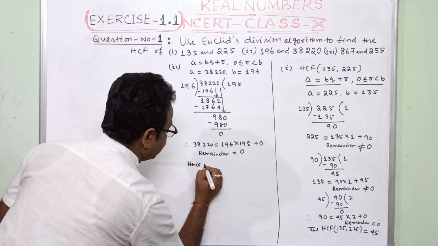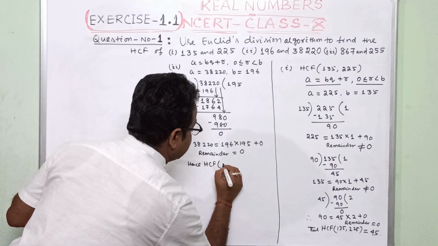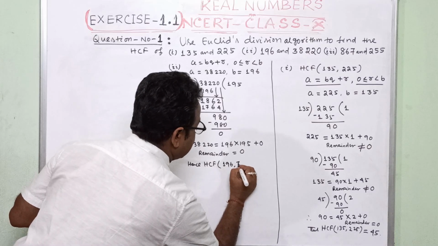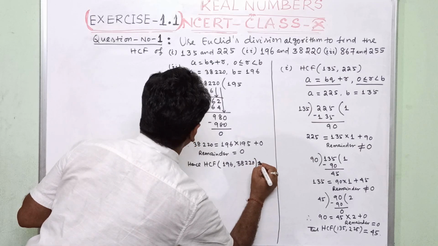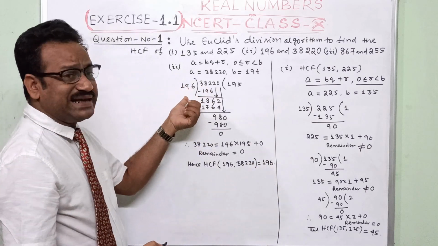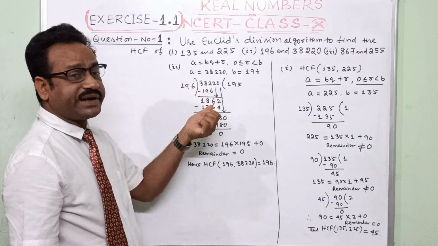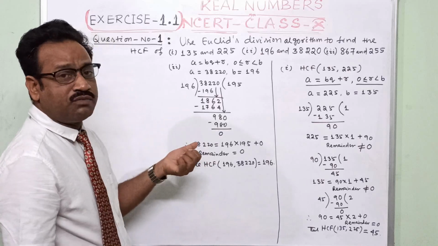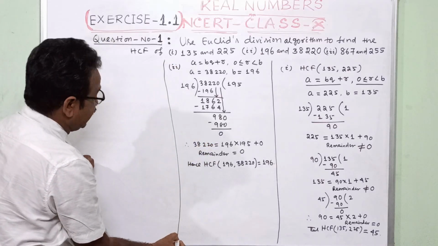Hence the HCF of 196 and 38220 is 196. So 196 is a factor of 38220. Now move on to part (iii).